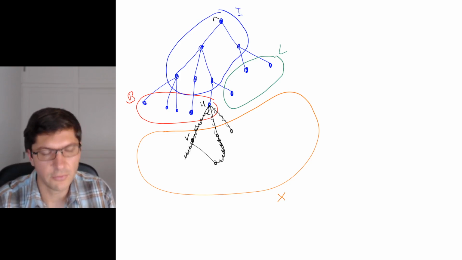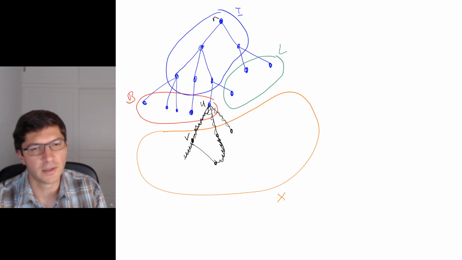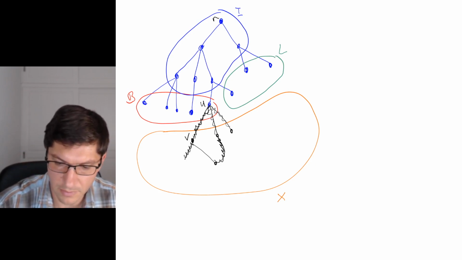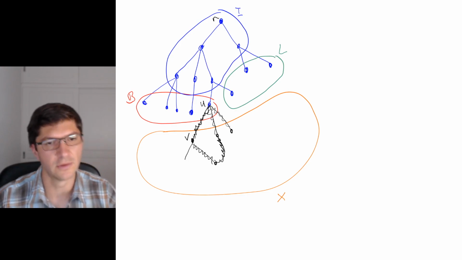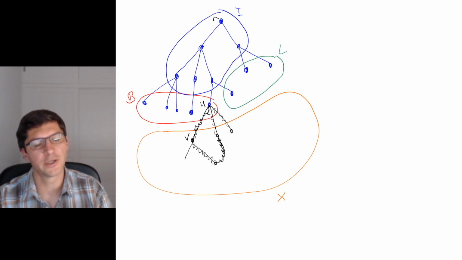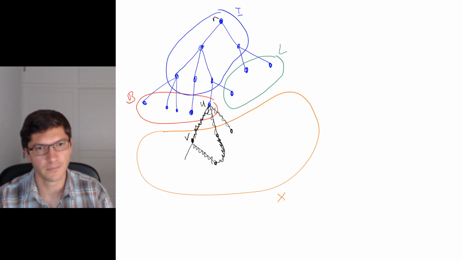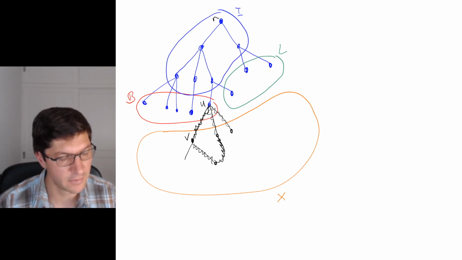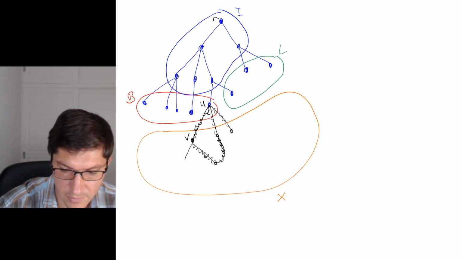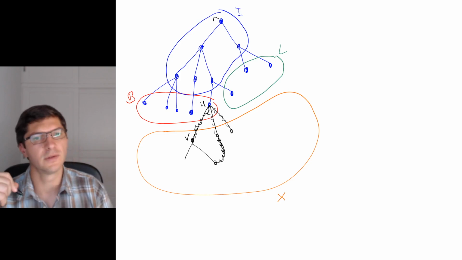Okay, so if v was a leaf before we started, this means that only one edge of the tree was incident to v. But now what we did to v is we added one incident edge and we removed one incident edge. So if v was a leaf to start with, it stays a leaf.